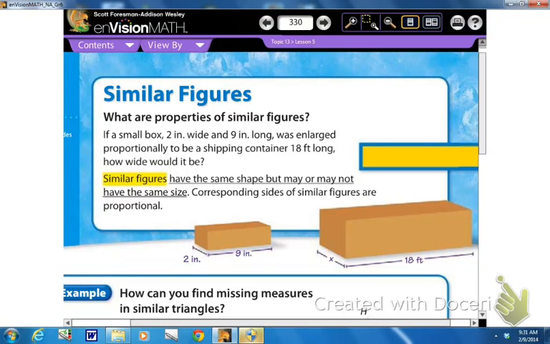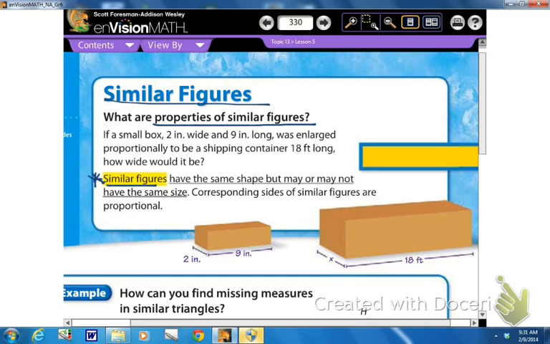Alright, today we are looking at page 330, lesson 13-5, similar figures. So we're looking at similar figures and what the properties of similar figures are. Let's start down here and write down this definition. Pause me once you get it down and then push play.